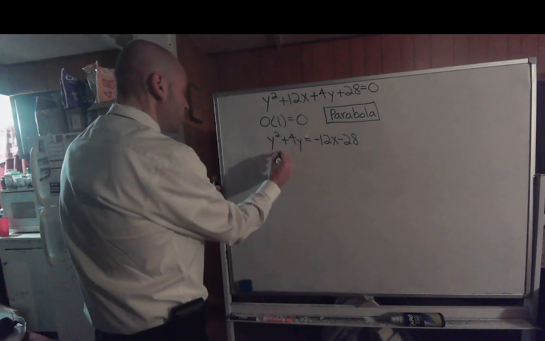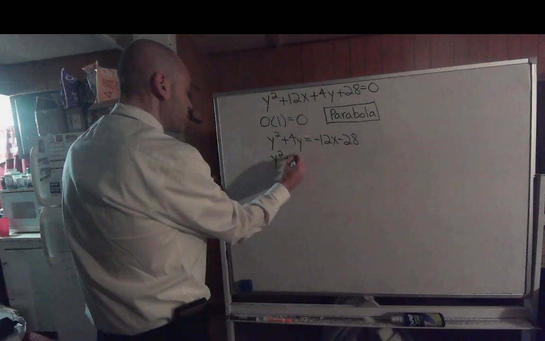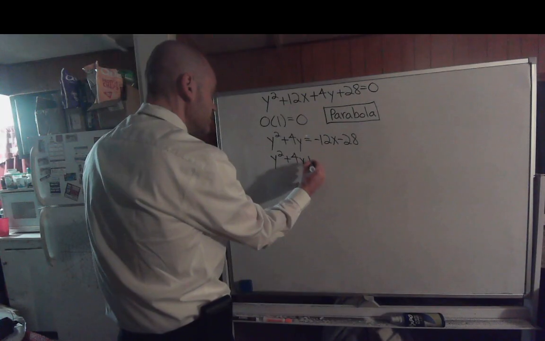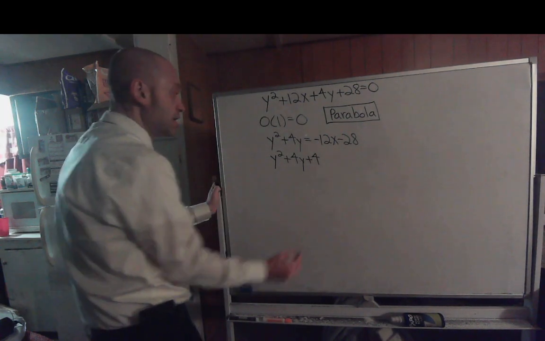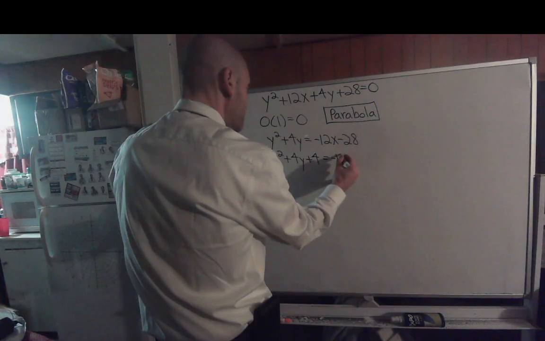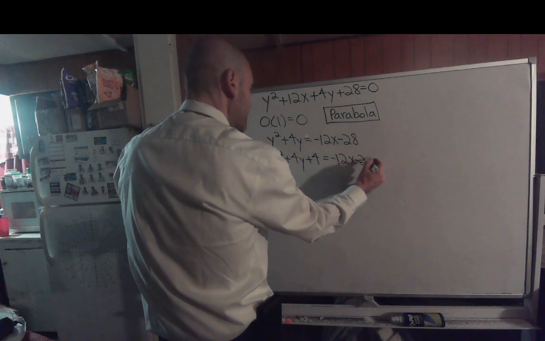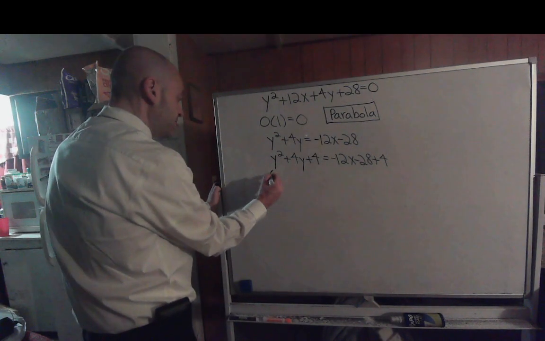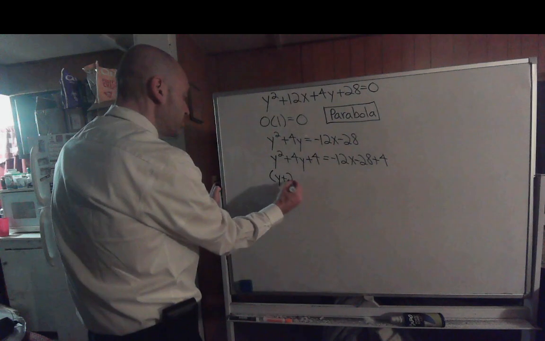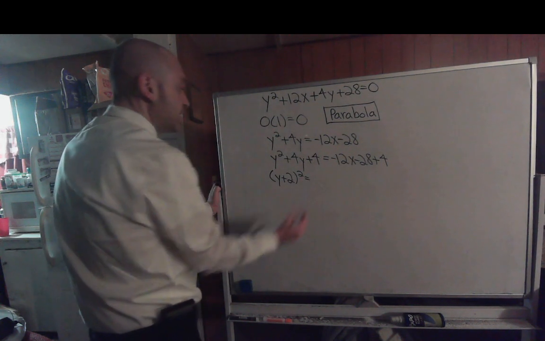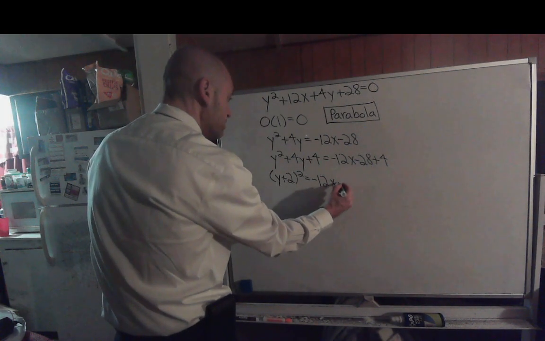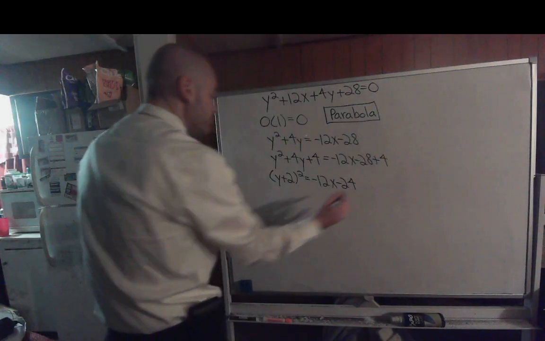So this will become y squared plus 4y. Now half of 4 is 2. If you square 2, you get 4. So this would be plus 4. That would equal negative 12x minus 28 plus 4. Left-hand side simplifies into y plus 2 quantity squared equals negative 12x minus 24.